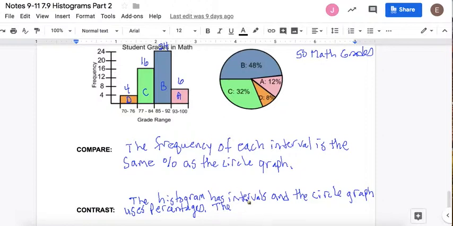And then I also want to write the histogram uses bars to chart the frequency.